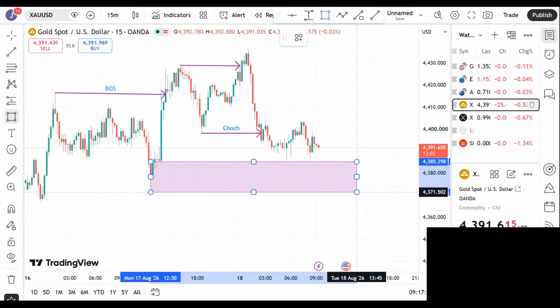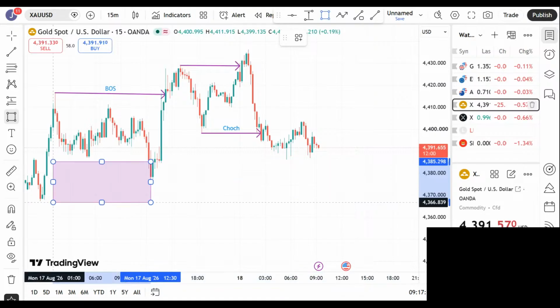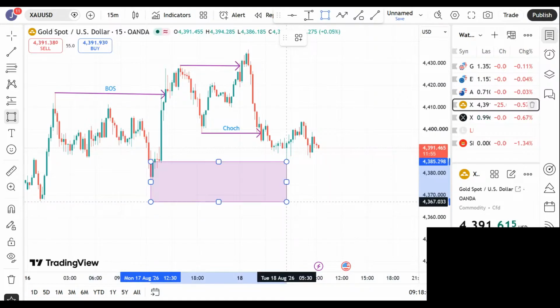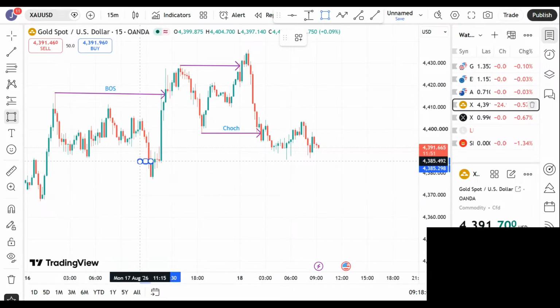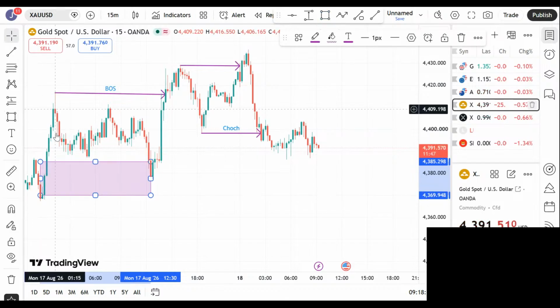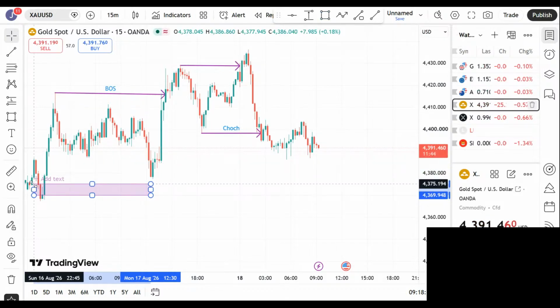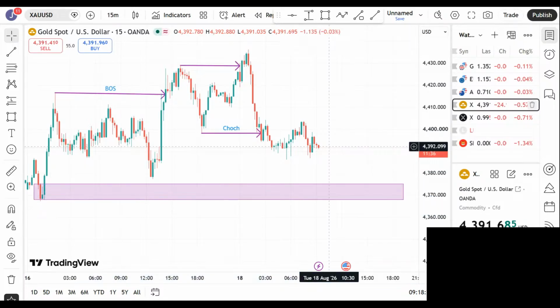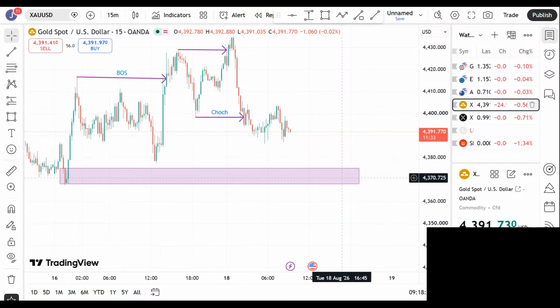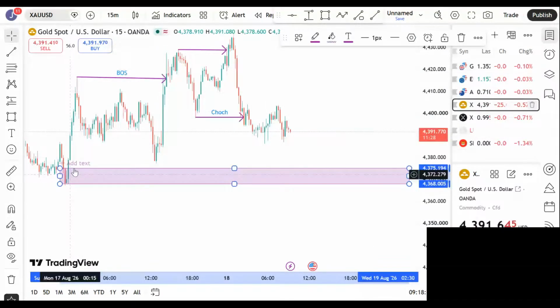Let's pick this level, which looks clearer. So price has to mitigate this area. We'll be looking for buys around this zone, around this particular order block. So this is another order block, guys. This is an order block.